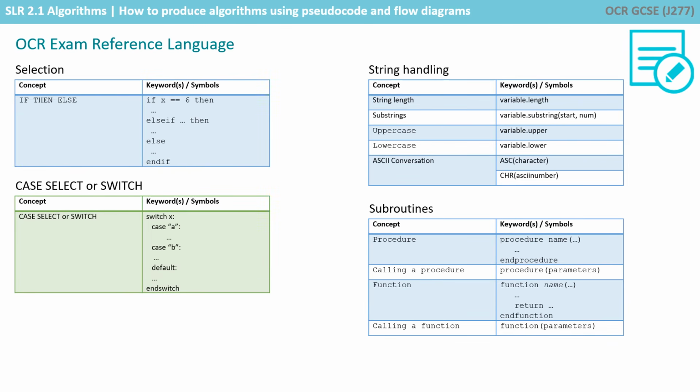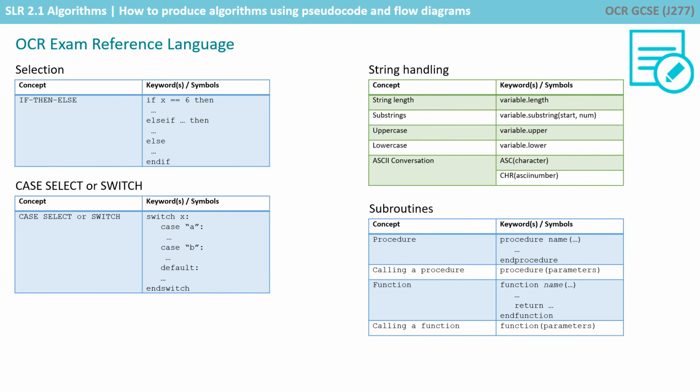An alternative to multiple else ifs is to use a case select or switch command, where you say switch X and then have various case statements which can match. With this selection statement, you can have more than two outcomes, and a default is the equivalent of an else. You terminate the switch command with an end switch. Now again, Python doesn't support the switch command. Instead, you have to use a series of else ifs.